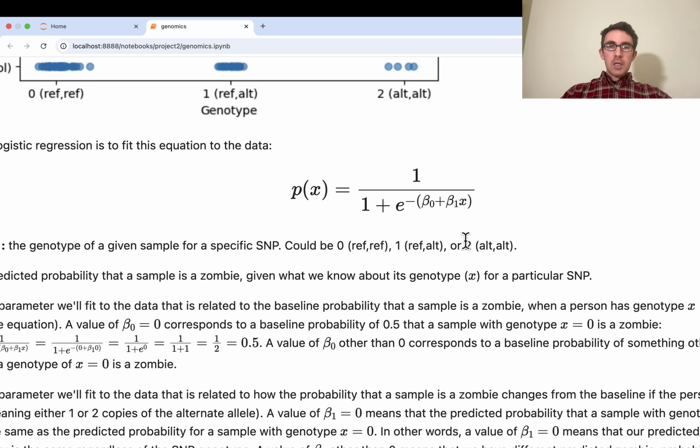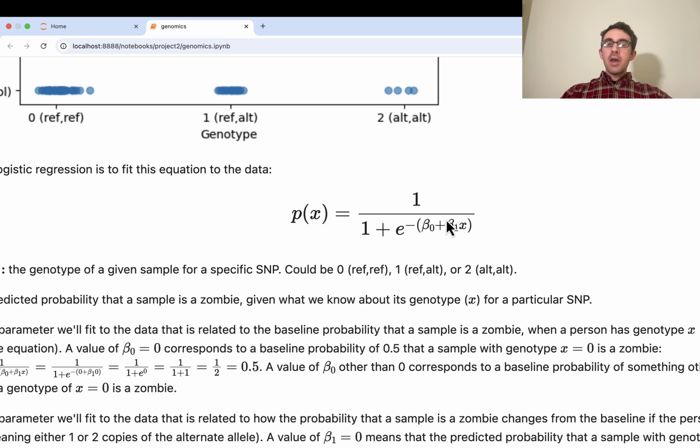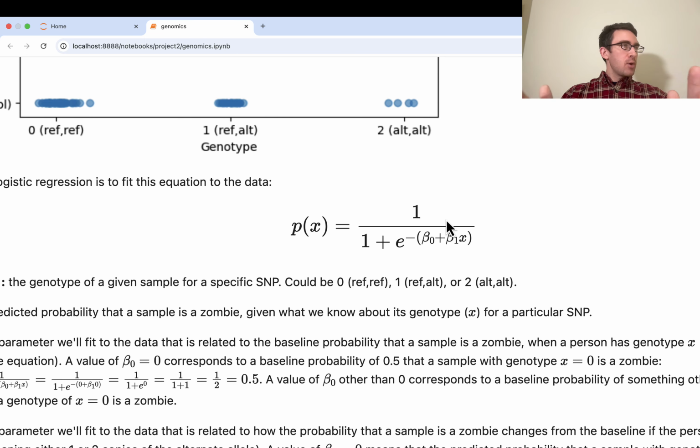Okay, and then the next parameter in this model is beta 1. And again, I'm going to ask you to maybe pause and think about this. Try to reason about it yourself: what does beta 1 mean and how do we interpret it?